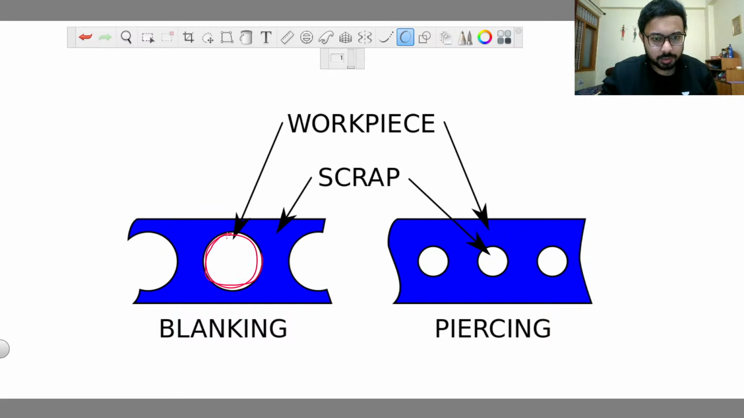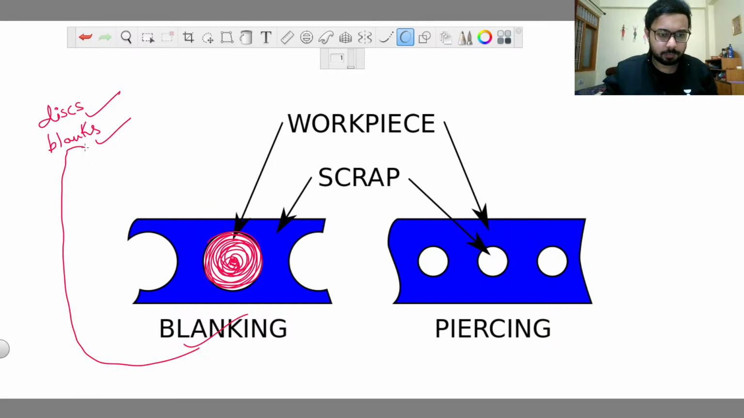So these circular shapes are discs, or blanks, things like that. This right here will be your main workpiece. And for blanking, always remember this: whenever discs or blanks are our final objects to be made, then the process will be the blanking process. You can remember it like that.